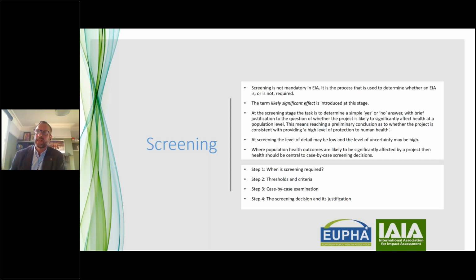So as we see here, at screening, the level of detail may be low and the level of uncertainty high, and we're looking to find ways in which population health outcomes are of key importance. And you can see the steps which are set out below, steps 1 to 4, ending up with a screening decision and its justification, so that the competent authority can say what is required. Okay, so we can move on to the next slide, please.